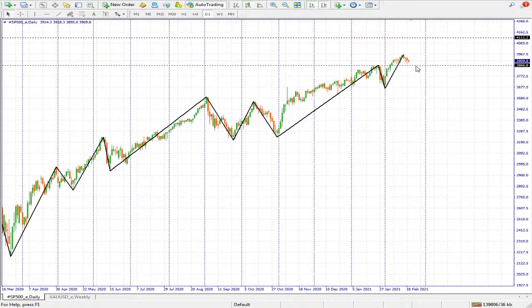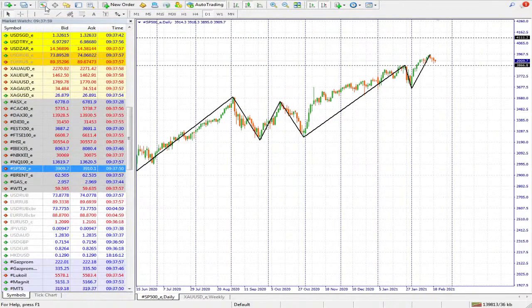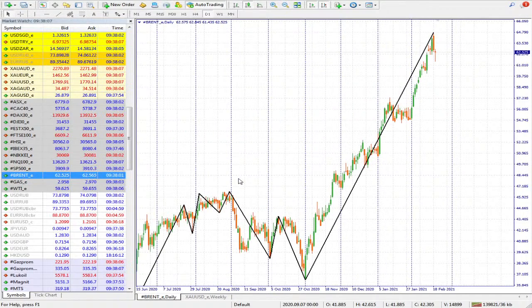If you watch for price descend up to this point, then this will be a good place where we would like to look for a buy position from. The next chart which I want us to look at is this one, Brent oil.